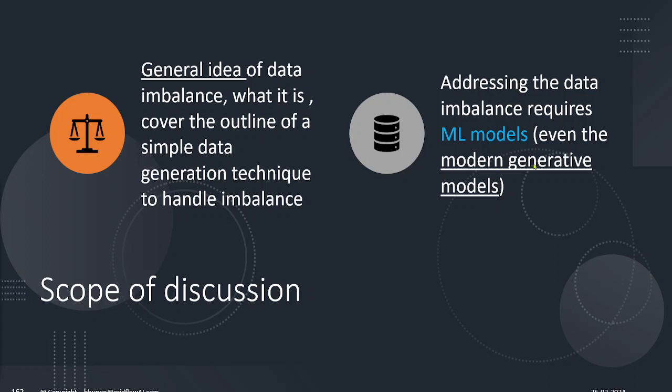Even the modern generative models that today we are talking about, GPTs and transformers and BERT and autoencoders and so on, are models designed for generating or compensating for the minority class. So we're not going to talk about how we address it using various machine learning models, but rather keep the discussion short and limited to just understanding the problem of data imbalance from the data pre-processing perspective.